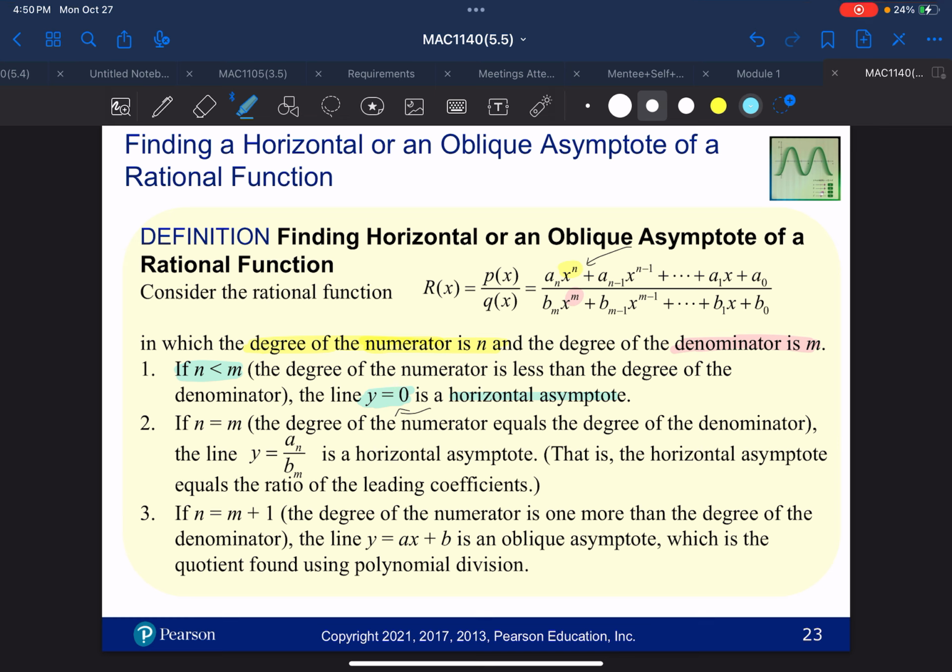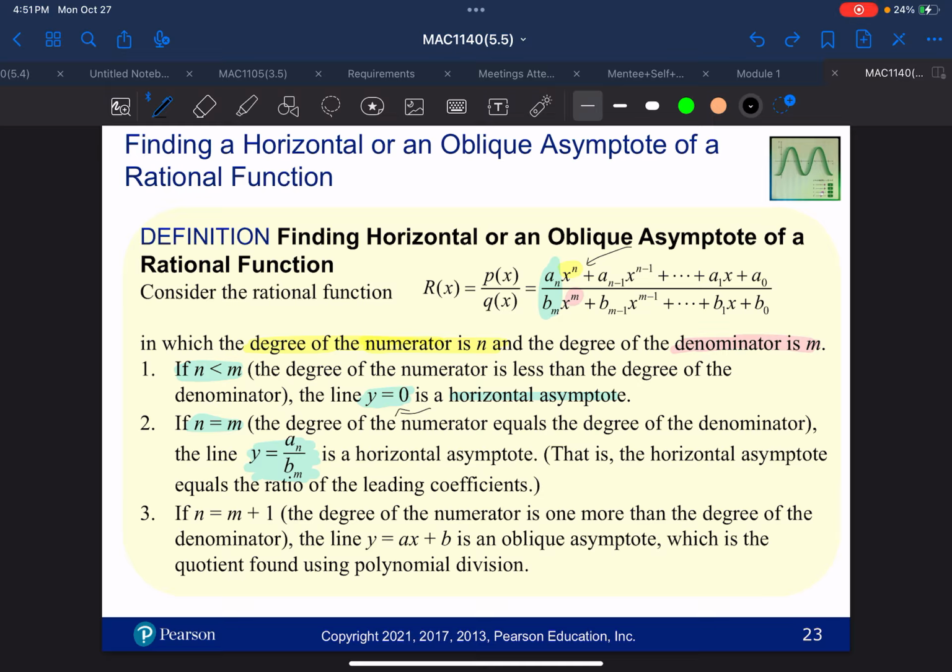But if m is equal to n, so if the numerator and the denominator have the same degree, then the horizontal asymptote will be the equation y equals a sub n over b sub n. So whatever the ratio of the coefficients here is equal to, that will be the horizontal asymptote if the degrees are the same. I remember that as if the degrees are the same, then the horizontal asymptote is exactly the same as the numbers you see in front of the leading terms.